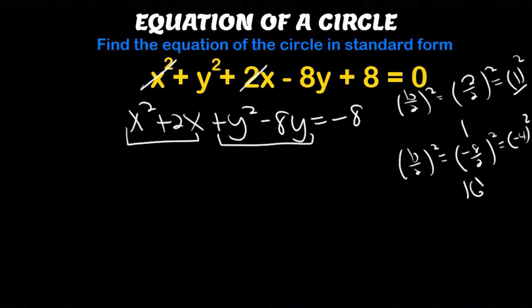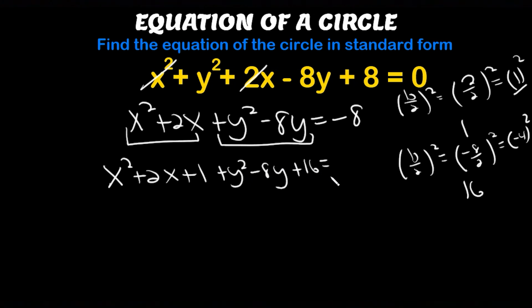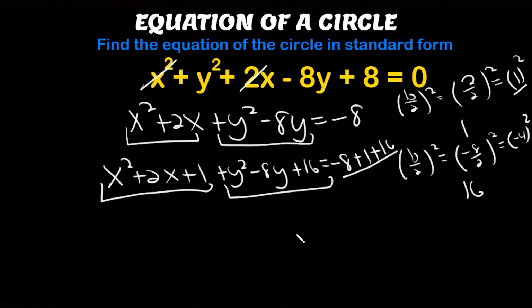So I have to add 1 and 16 on both sides here. So rewriting it, I get x squared plus 2x, add the 1, okay, and then plus y squared minus 8y, now add the 16, okay. Then on the right-hand side, again, we have to add 1 and 16 as well. So negative 8 plus 1, and then plus 16, okay. Now we can go ahead and factor and simplify it down. So we're going to factor this part here. We're going to factor this part here and then simplify down this portion here. And then we'll have the equation of the circle in standard form. This is the easy part, right? Because we underline our values over here.